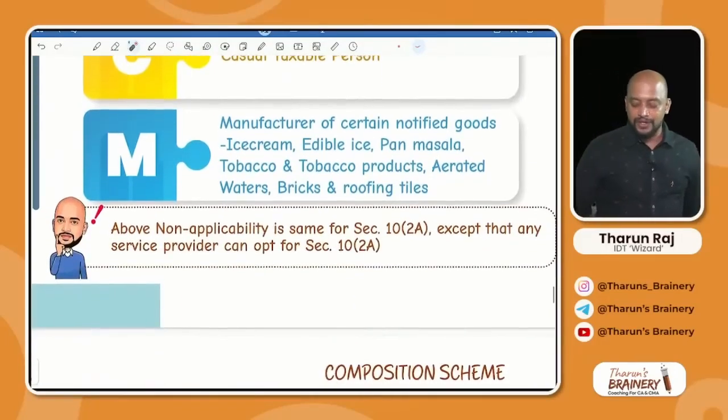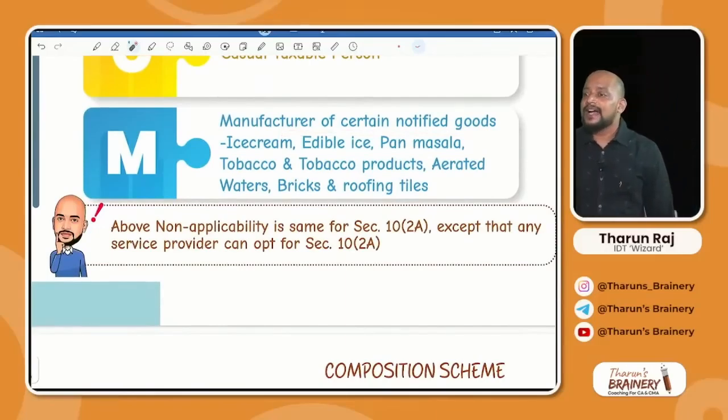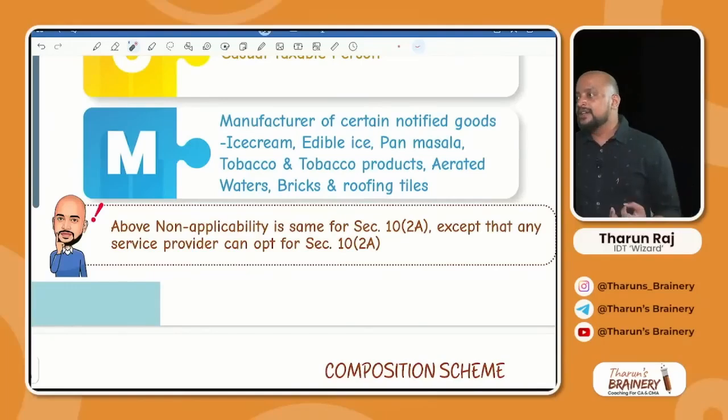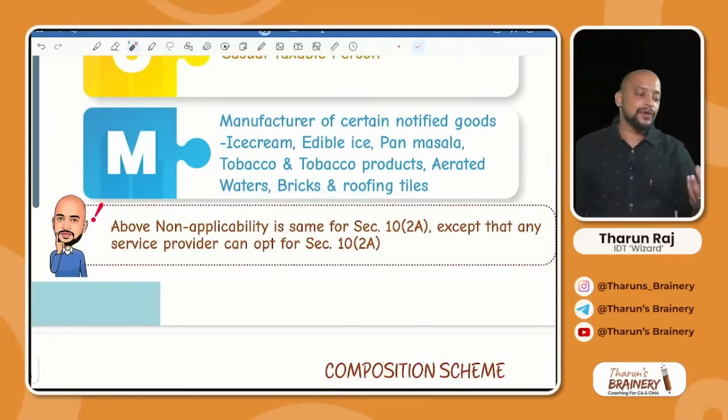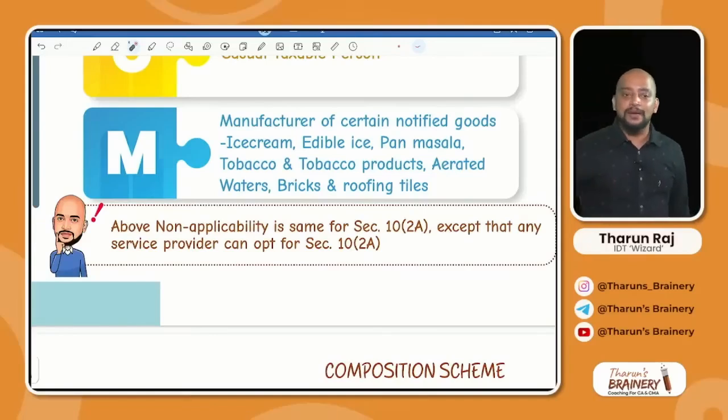Then M for manufacture of certain notified goods. What are those notified goods? Ice cream, edible ice, pan masala, tobacco and tobacco products, then aerated waters. Aerated waters means the raw material for soda industry and beverages industry. In that aerated waters, they add essences, and that's where we get different Pepsi, Coca-Cola, Sprite, Mirinda, etc. All these things come under raw material, aerated waters.